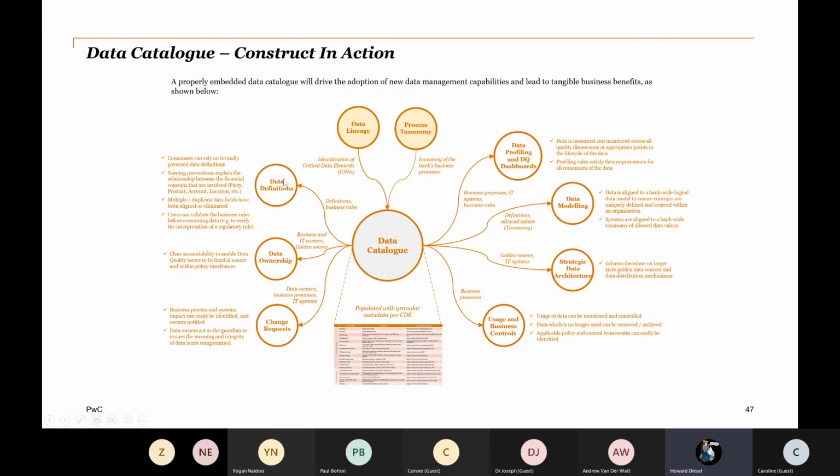So we've got the data definitions. Everyone understands that to be your dictionaries, but it also contains your data lineage, and it also contains your processes, your business processes. And over and above that, you've got to be bringing in your data profiling and DQ definitions. You've got to understand your data models, your architecture, the business controls, change requests, ownership, and definition. So really, almost just a summary of what your data catalog needs to compile and to build a list of.